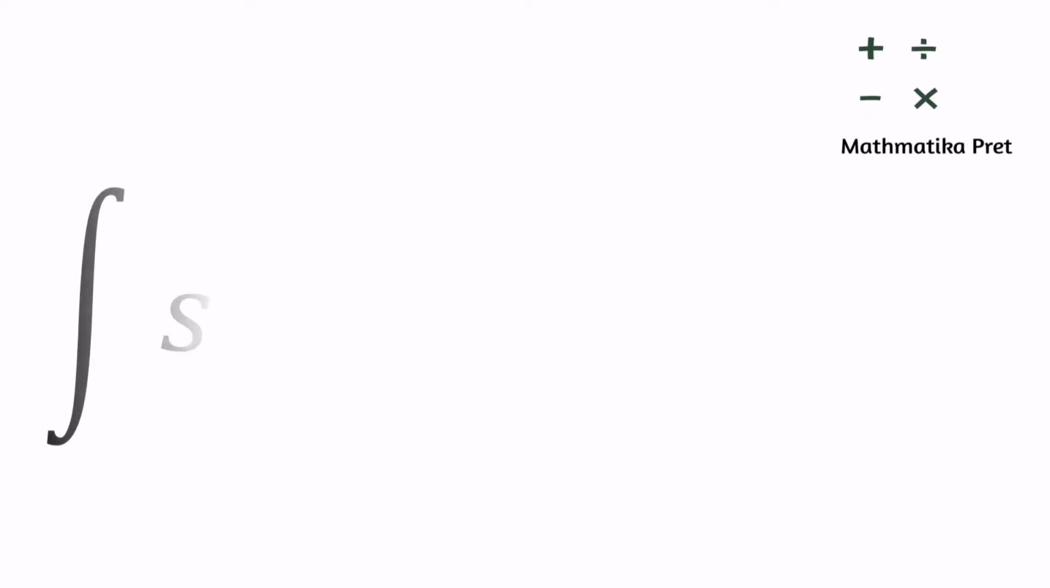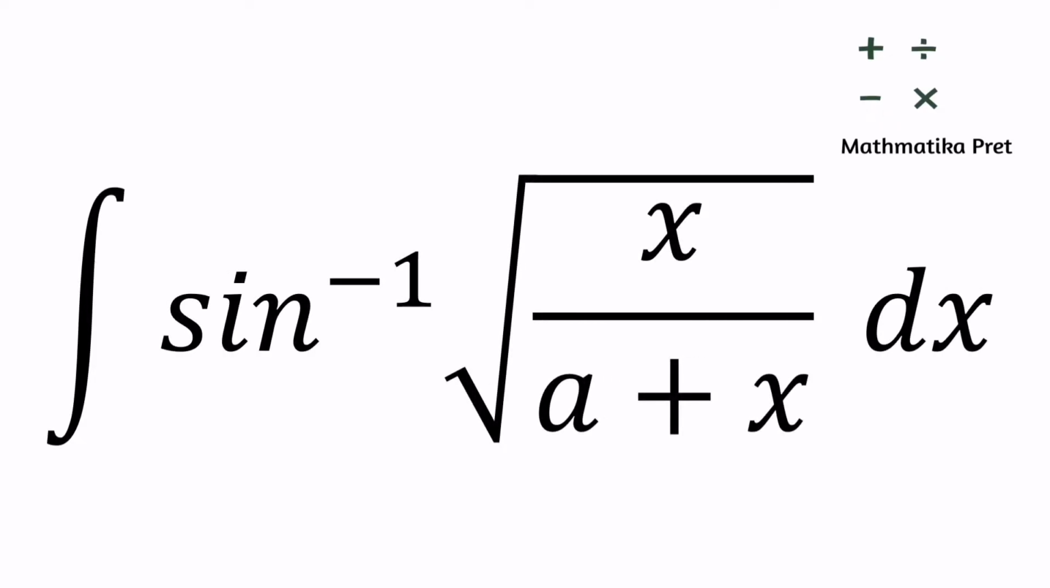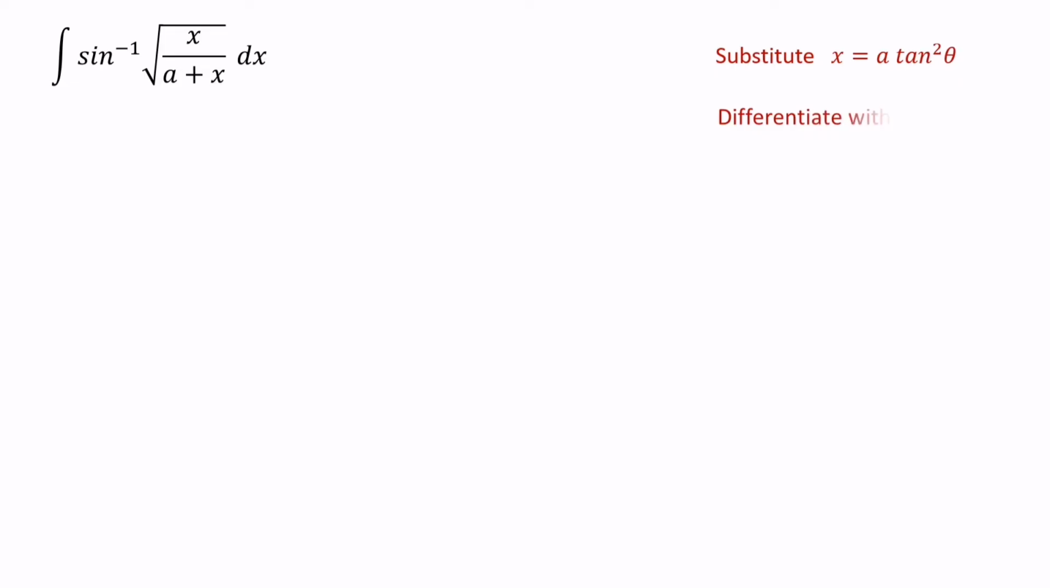Hello guys, in this video we are going to solve the integral of sin inverse square root of x over a plus x. To remove the square root value, we can give a substitution. We can substitute x as a tan squared theta. Then differentiation with respect to theta.